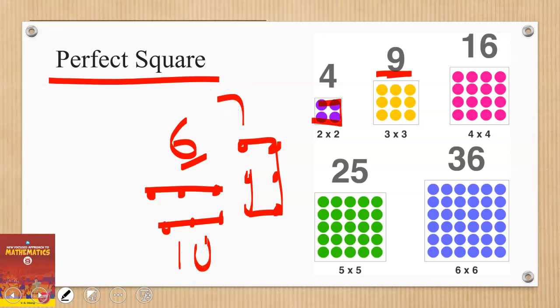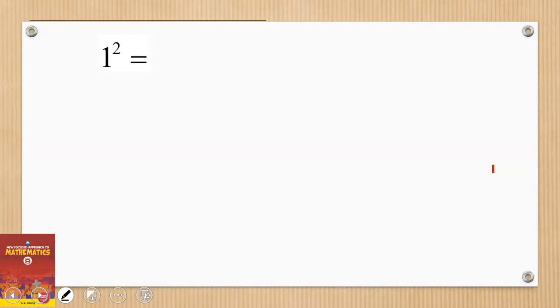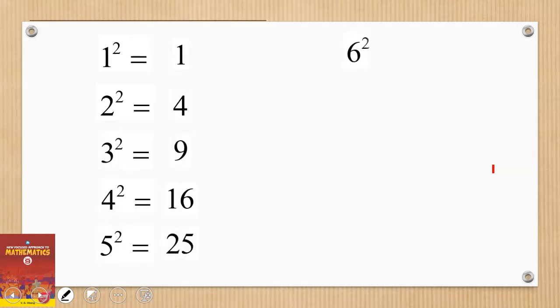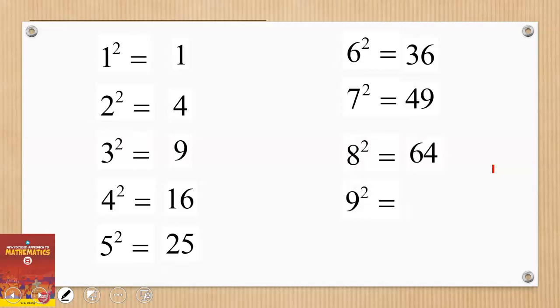So perfect squares can be 1, 4, 9, 16, 25, 36, and so on and so forth. In a simple form, 1 squared is 1. 2 squared, that means 2 times 2, is 4. 3 times 3, 4 times 4, 5 times 5, 6 times 6. Let's do it up to 10.